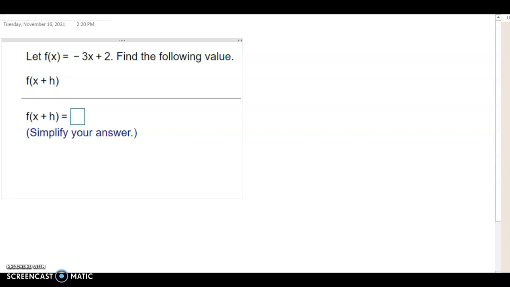Right, for this problem, I can get my tools to work here.